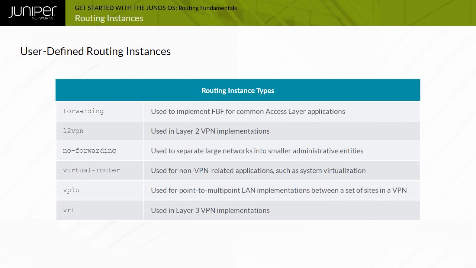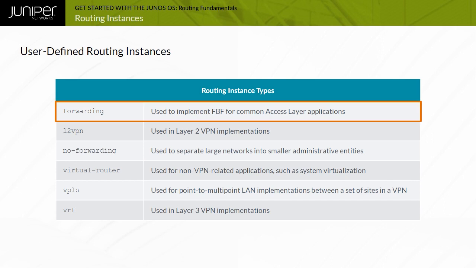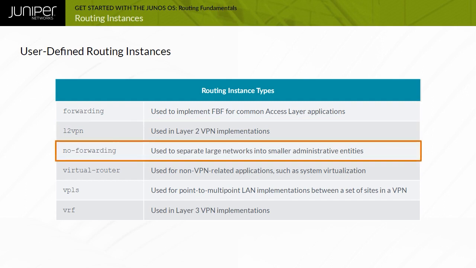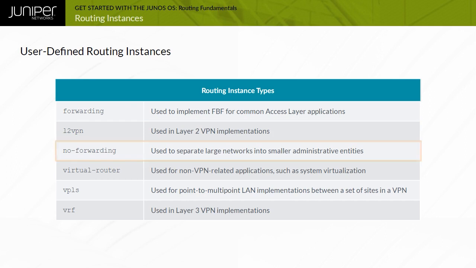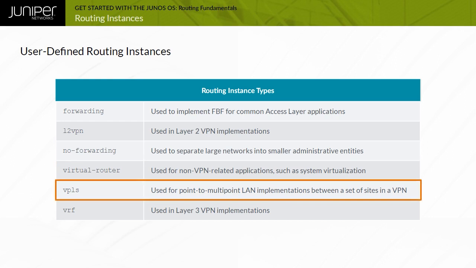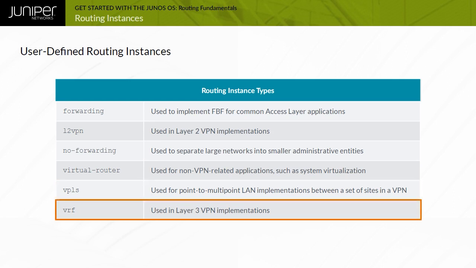This table displays some of the common routing instance types. Forwarding is used to implement FBF for common access layer applications. L2 VPN is used in Layer 2 VPN implementations. No forwarding is used to separate large networks into smaller administrative entities. Virtual router is used for non-VPN related applications, such as system virtualization. VPLS is used for point-to-multipoint LAN implementations between a set of sites in a VPN. VRF is used in Layer 3 VPN implementations.